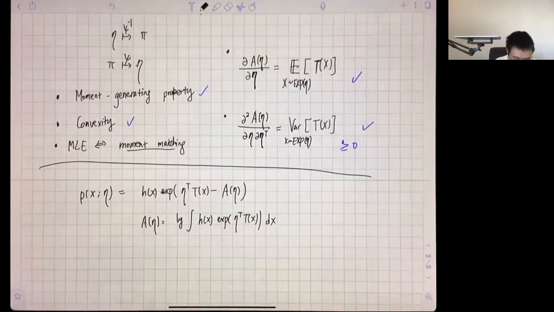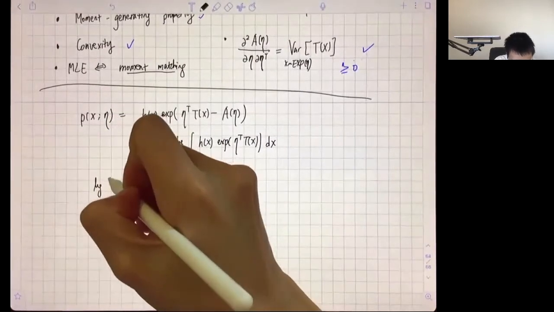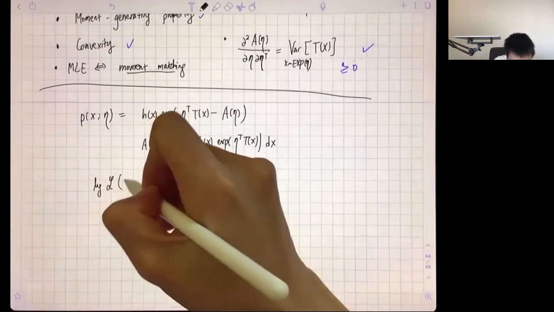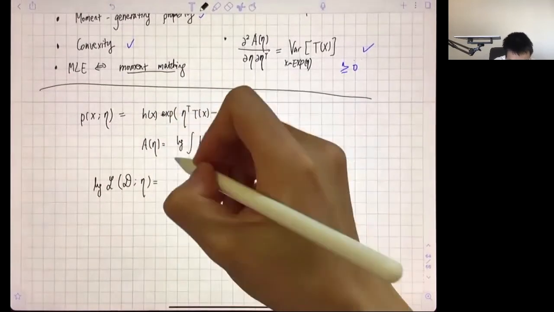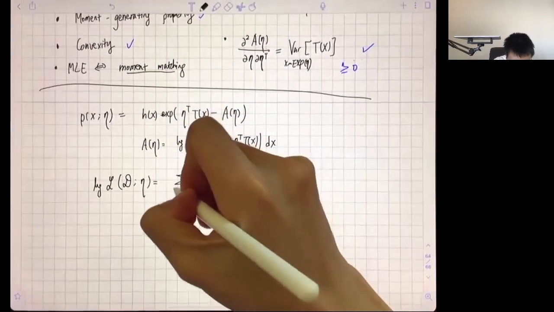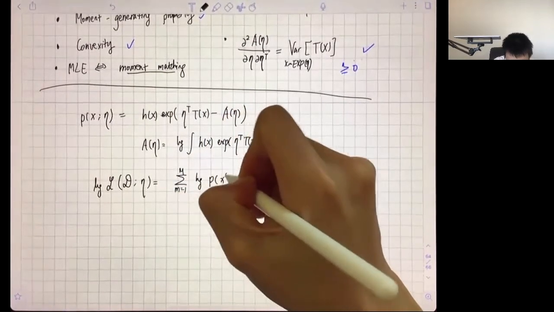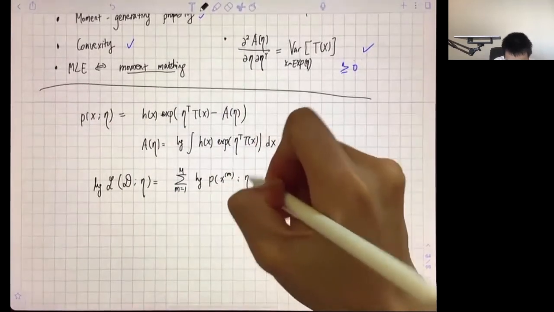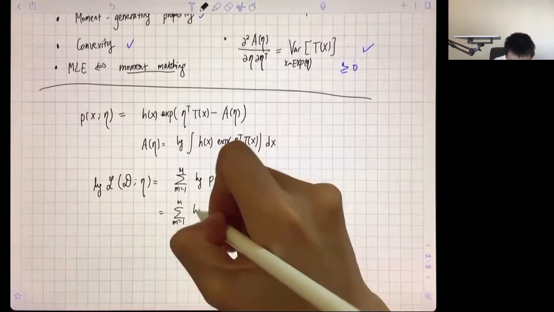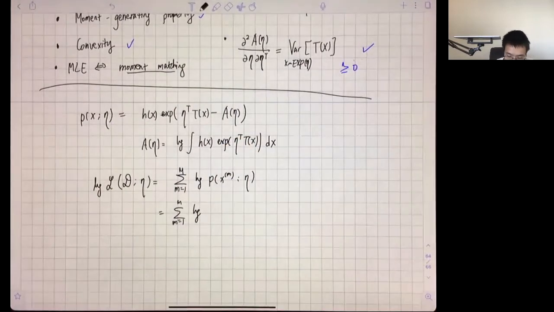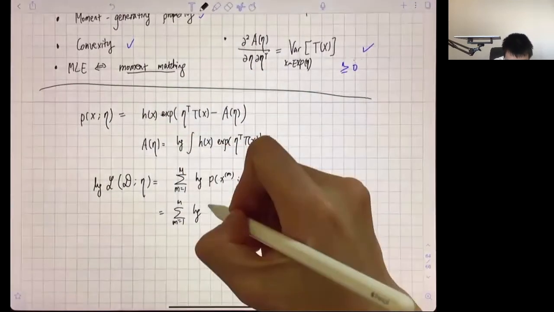Then I'm going to show the maximum likelihood estimation. So I'm going to compute the log likelihood of my data. The log likelihood of my data with respect to eta is definitely the summation over different data samples of the log of the probability of that data sample parameterized by eta. And for each of the parameters, then it's this.